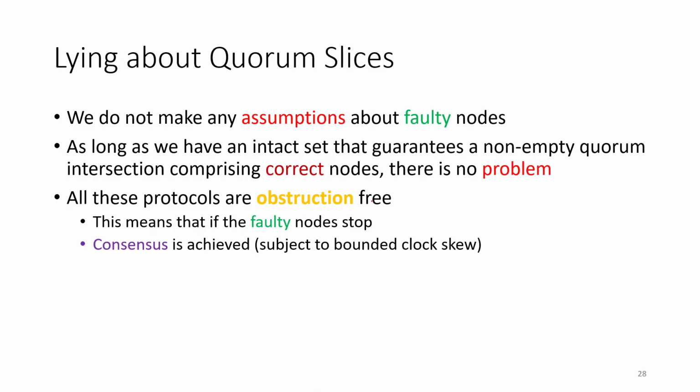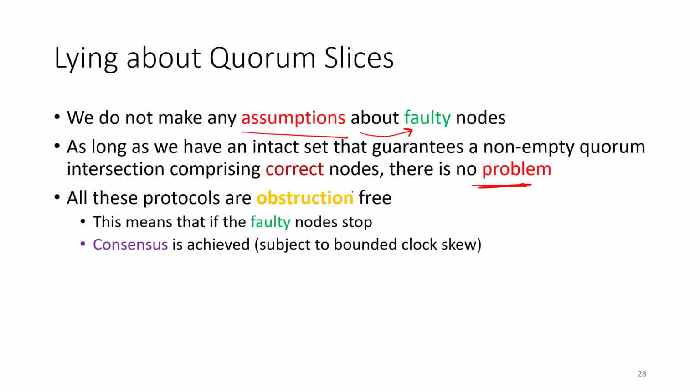So now let's come to the issue of lying about quorum slices. Because we are considering Byzantine failures, nodes may lie about their quorum slices. So let us not make any assumptions about faulty nodes, not required. As long as we have an intact set that guarantees a non-empty quorum intersection comprising correct nodes, there is no problem. Even if they lie, you will see a proof in the paper, there is no issue.